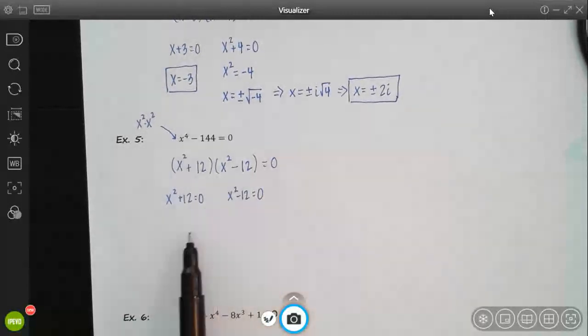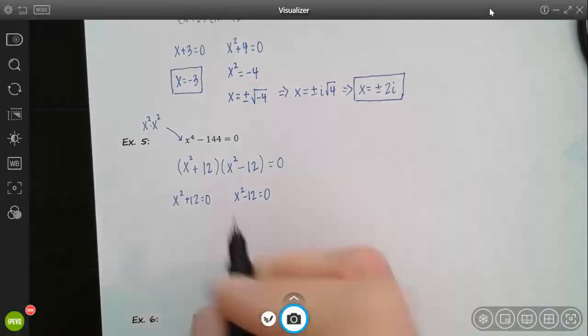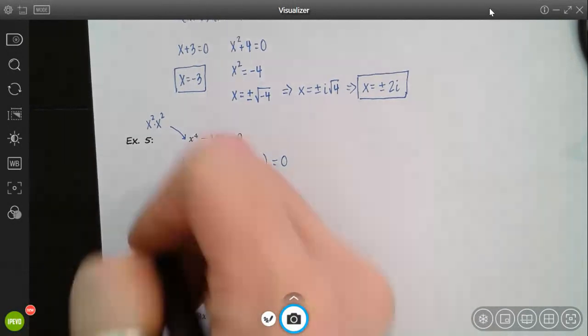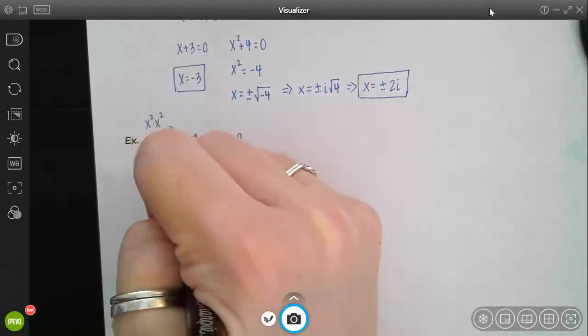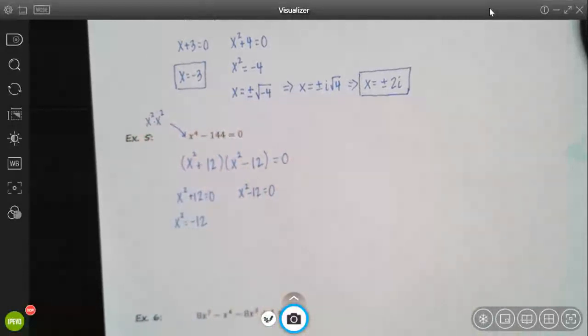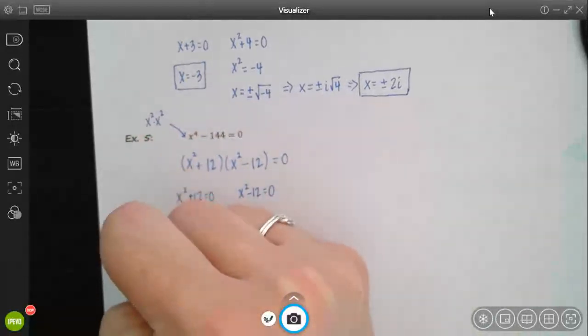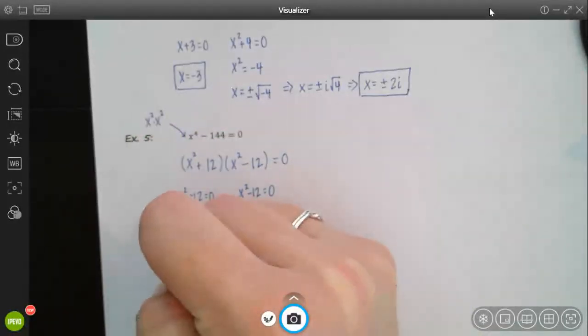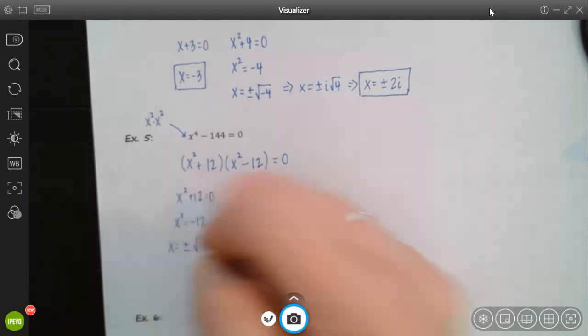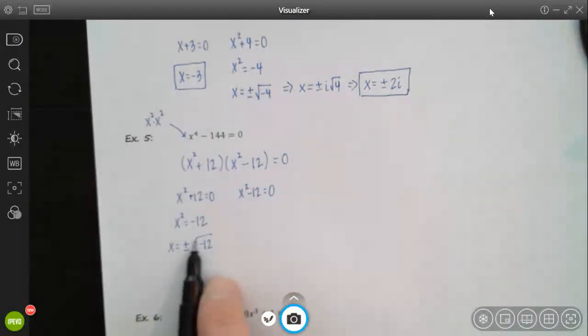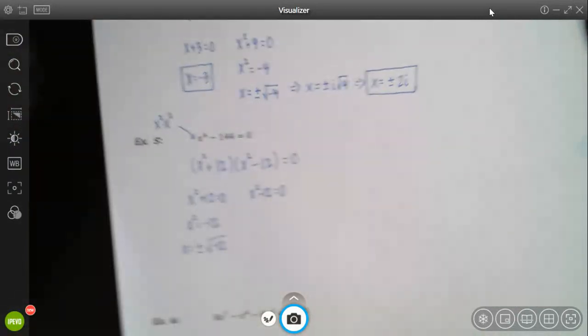So I'll move the 12 to the other side. It's going to give me x squared is equal to -12. Going to go ahead and take the square root. And again, as soon as I'm taking the square root, I'm going to go ahead and put my plus or minus in, which is indicating that I have two solutions here. And then I'm going to put this in simple radical form.